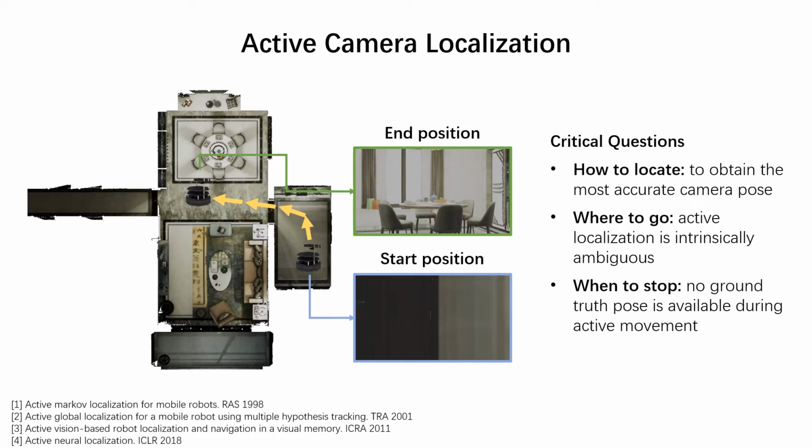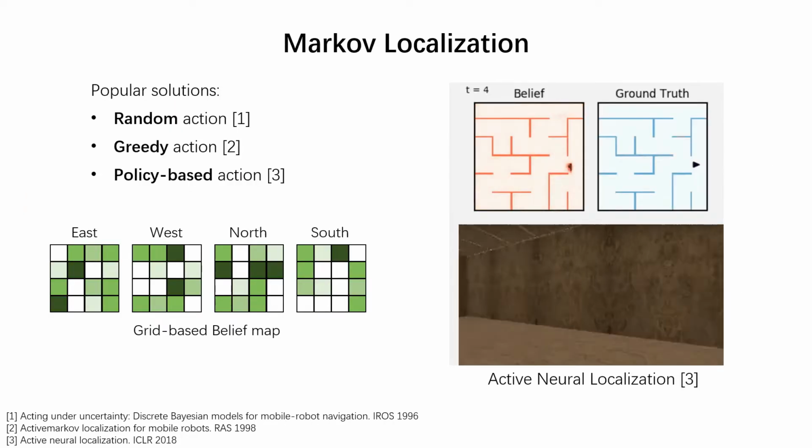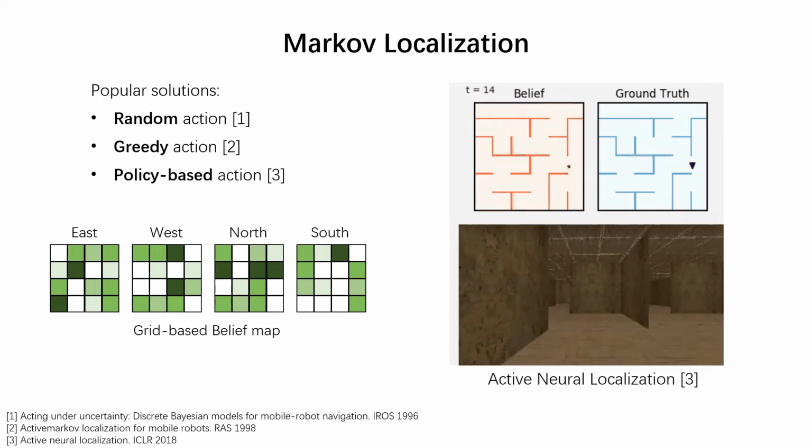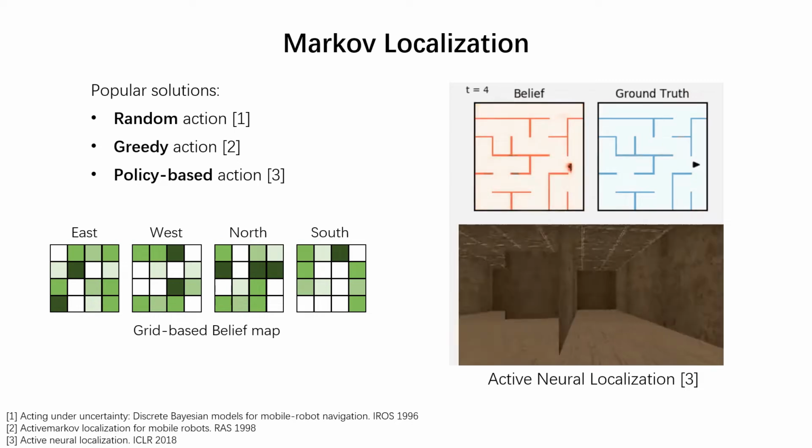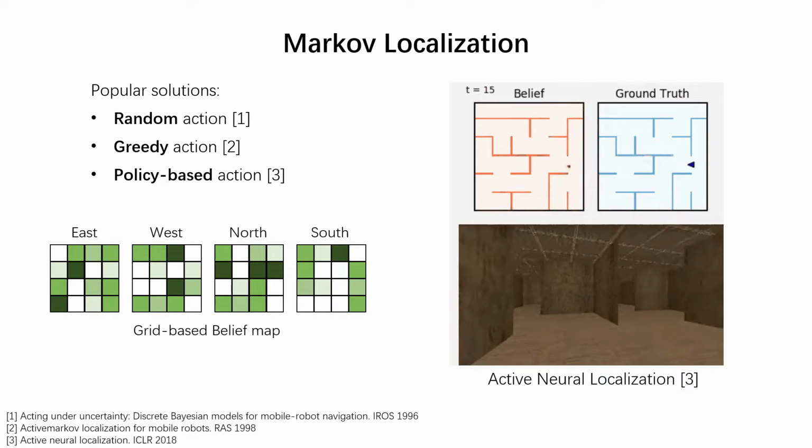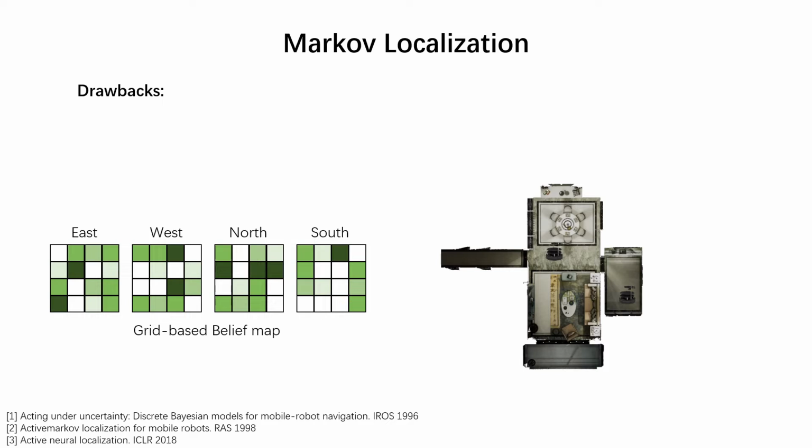when it should decide to stop the camera movement. Most existing methods are inspired by Markov localization, which first discretizes the scene map as 2D grids, and updates the discretized belief map by Bayesian filtering with the movement of the camera, where the random strategy, the greedy heuristics, and the policy-based decision are applied to control the action. However, they still suffer from a few drawbacks.